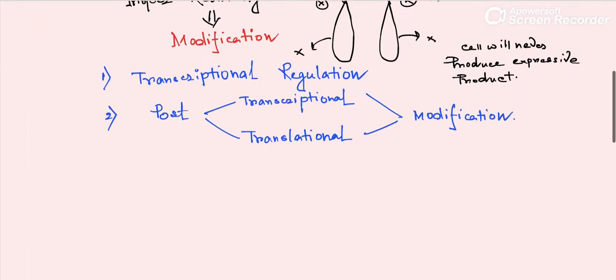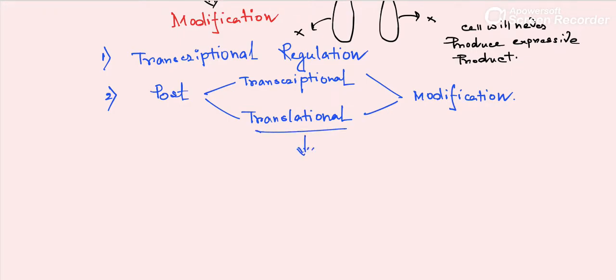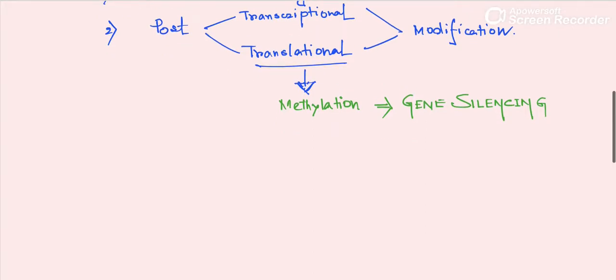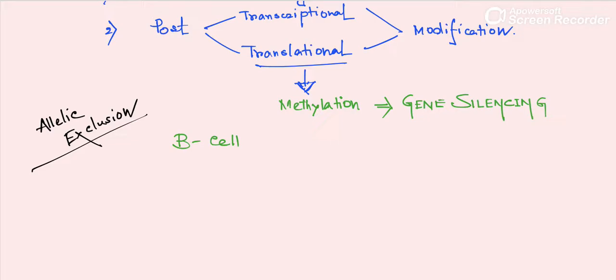So, post translational modification. One example of post translational modification is methylation, which I have already discussed in our previous video. Methylation causes gene silencing. This kind of arrangement, the best phenomenon of it, we will find in allelic exclusion. Allelic exclusion is the type of phenomenon we find in B cell expression.